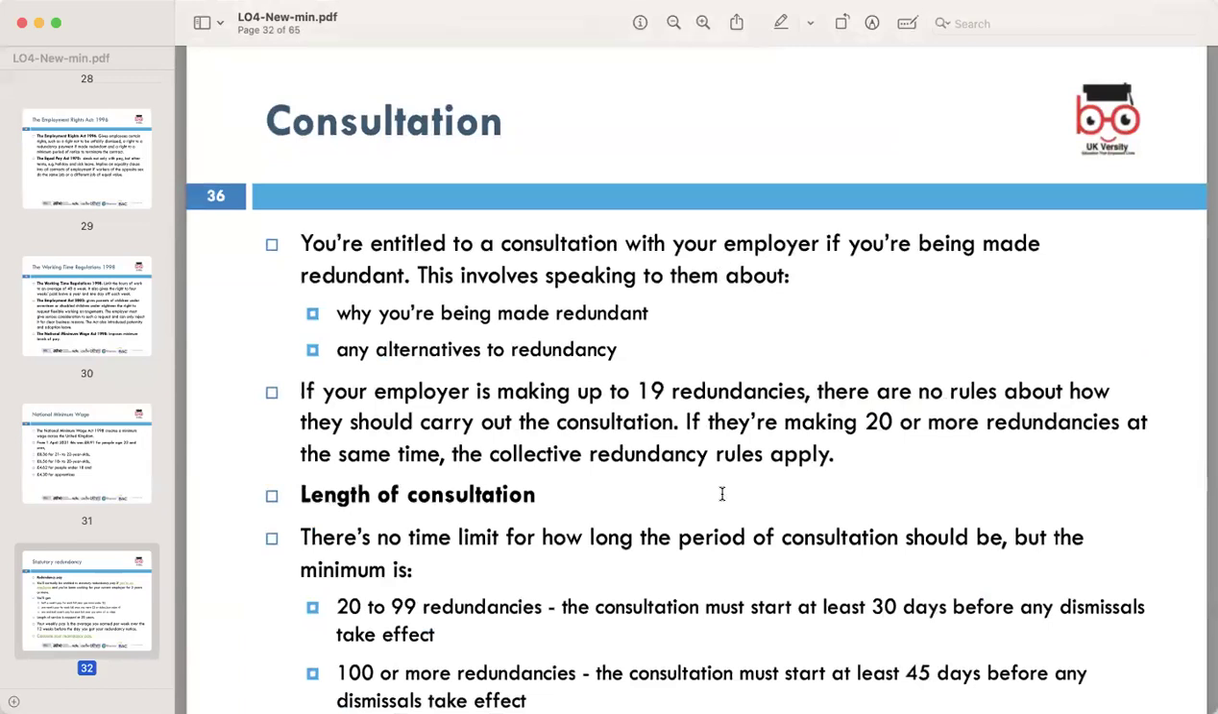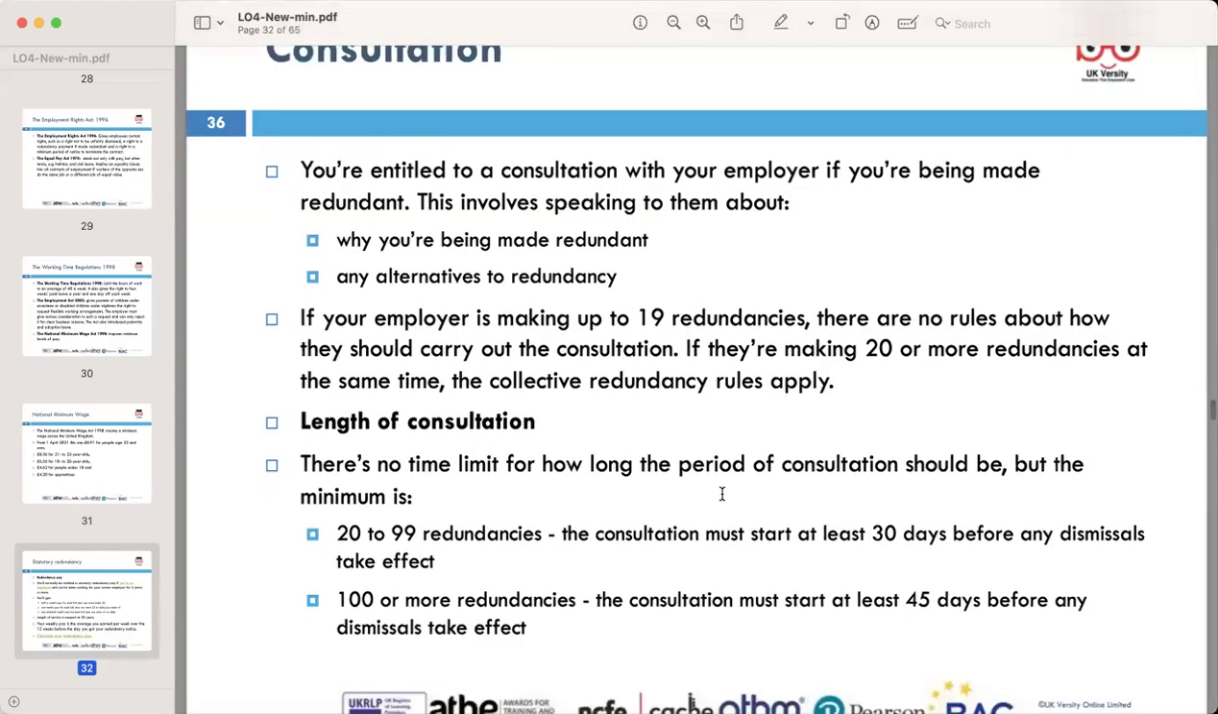Finally, consultation. When facing redundancy, you have the right to engage in consultation with your employer. This discussion should cover the reasons behind your redundancy and explore any alternatives to these outcomes. If your employer is making fewer than 20 redundancies, there are no specific rules for the consultation process. However, if 20 or more redundancies are occurring simultaneously, the collective redundancy rules come into play.